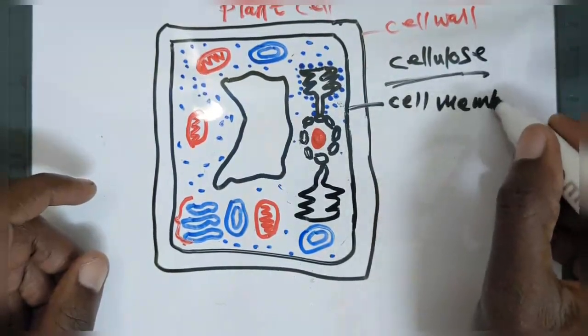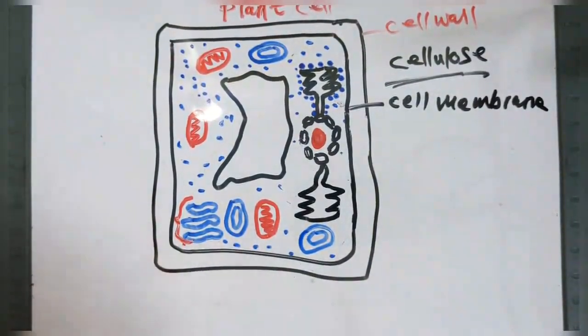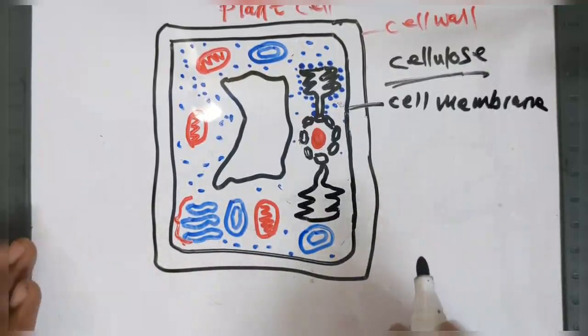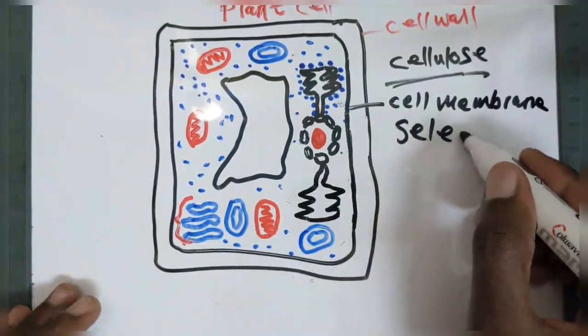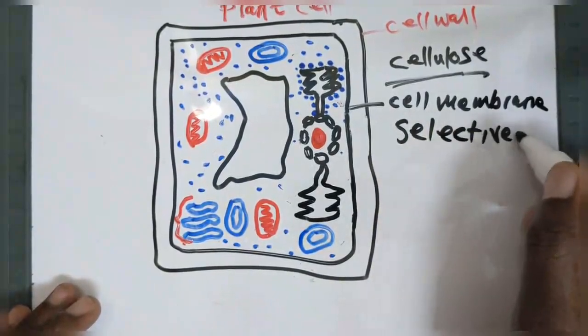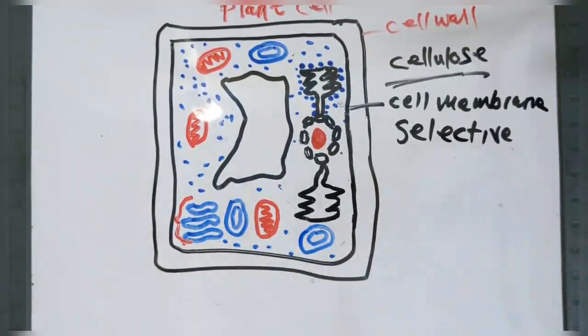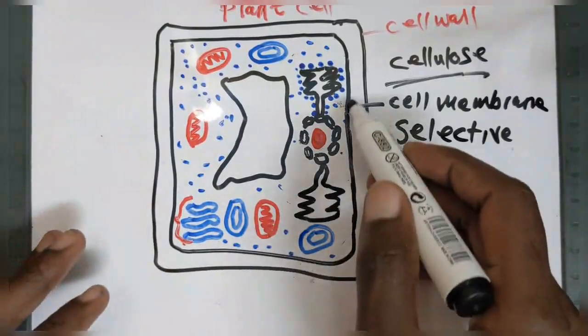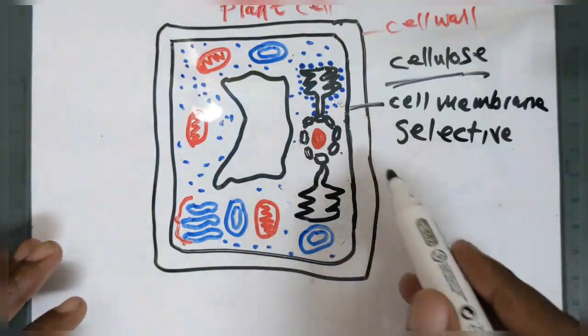Like I said in the previous video, this is the cell membrane. This is the part that is selective. It is called a selective permeable membrane. Selective comes from the word select, meaning that this part is the one that selects which substances enter or leave the cell.